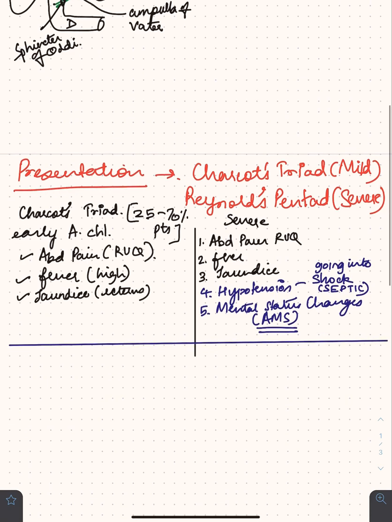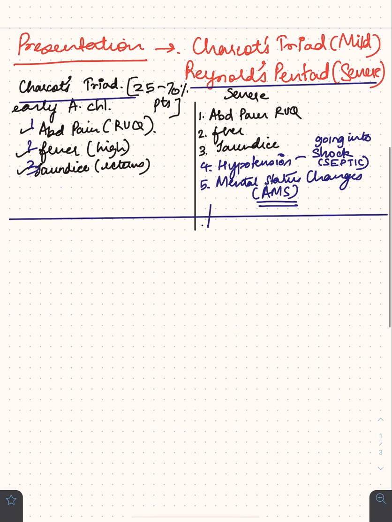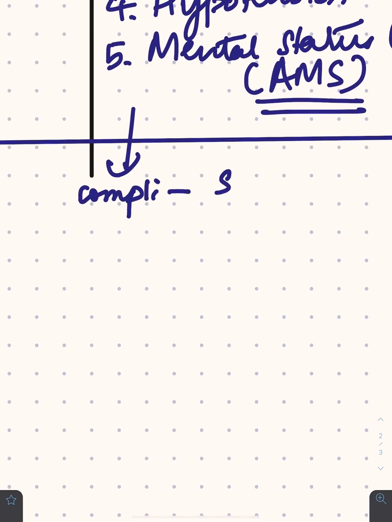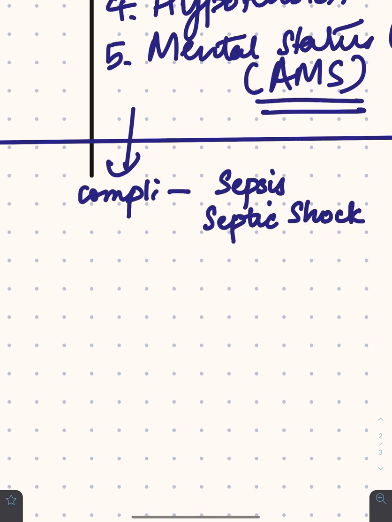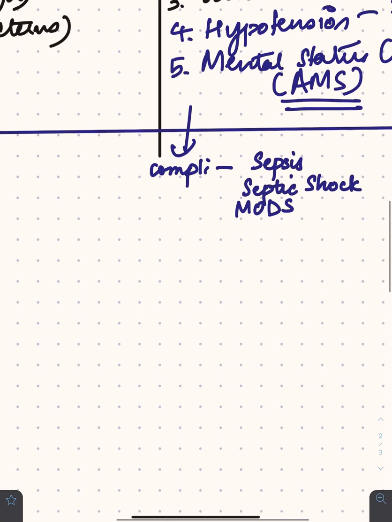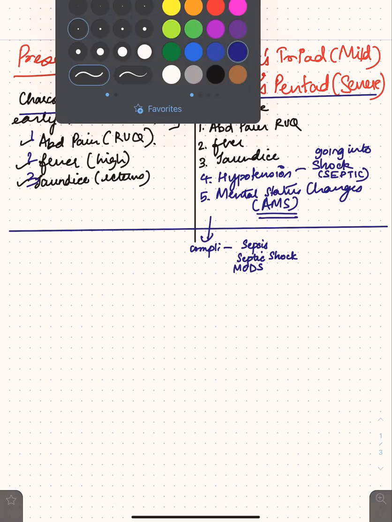And this becomes an emergency situation. If the Reynolds pentad is seen, then you know that the disease has progressed and you need to take emergency action. So in this stage, the patient can have the following complications. He can get sepsis, septic shock, and if it becomes even more severe, this mere acute cholangitis can lead to MODS, or multi-organ dysfunction syndrome, multi-organ damage syndrome. Alright, so I have a mnemonic for remembering the Reynolds pentad, sorry.